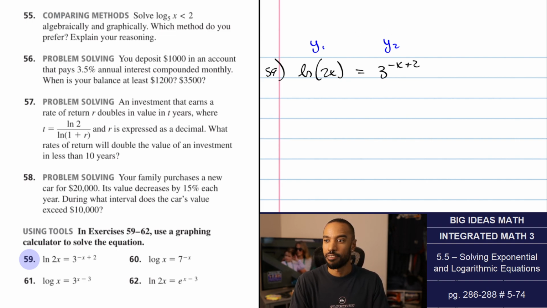I don't know when. And in fact, it's probably better to do these because I don't know how to solve a natural log versus an exponent here and there. I'm sure if I work it out enough, I'll know what to do. But otherwise, this is why they're asking for the graphing calculator. So natural log of 2x is there, and 3 to the negative x plus 2 is there. Okay. Let's check the window and see what's going on.